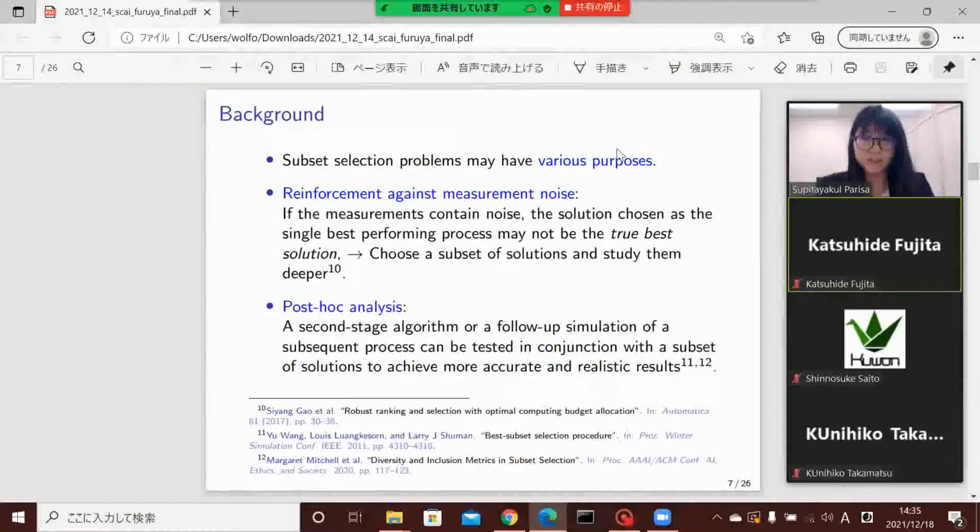The subset selection problem may have various purposes. For example, first, to reinforce against measurement noise. If the measurement contains noise, the solution chosen as a single best process may not be the true best solution. So we need to choose a subset of the solutions and then study them deeper. Another example is post hoc analysis. A second-step algorithm or follow-up simulation of the subsequent process can be tested in conjunction with a subset of solutions to achieve more accurate and realistic results.